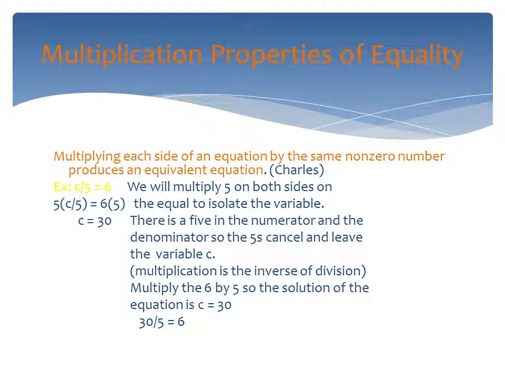Multiply the 6 by 5. So the solution of the equation is c is equal to 30. Now check your answer by plugging in c. 30 divided by 5 is equal to 6.